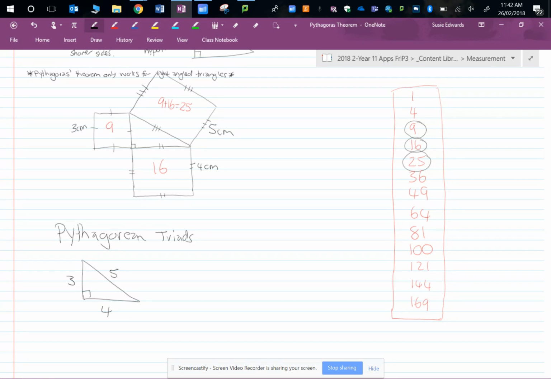So look at the list of numbers. Are there any two which add up to a third one? They don't have to be in a row. You know how 9, 16, 25 are next to each other? They don't have to be next to each other. In fact, they're not. Any two numbers in that list which add up to a third one?